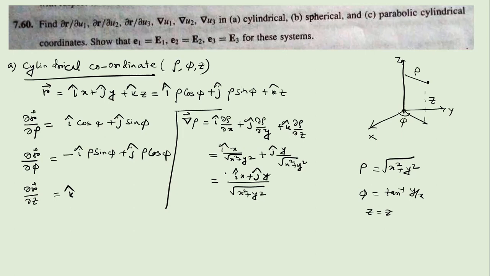So this can be written as 1 by root under x square plus y square times i cap x plus j cap y. If you want to change into rho and phi, put the values of x and y. So x is rho cos phi and y is rho sin phi, and root of x square plus y square equals rho. So this is i cap cos phi plus j cap sin phi. Clear?